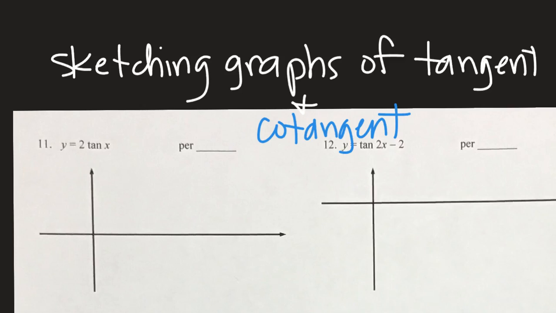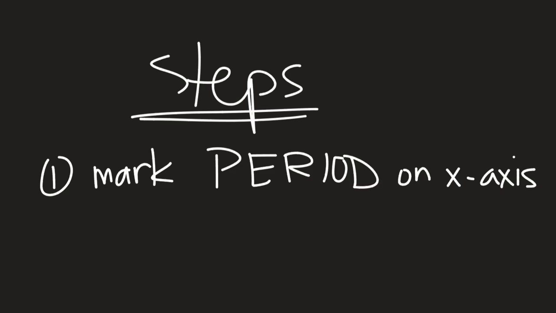Okay, then let's make a quick little video about how you sketch the graphs of the tangent function and the cotangent function. Okay, so we're going to do this in 5 little steps. So let's come over here and talk about the steps that we're going to take in order to graph tan and cotan.